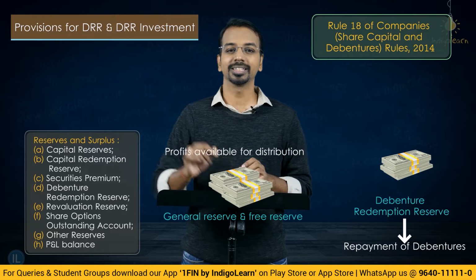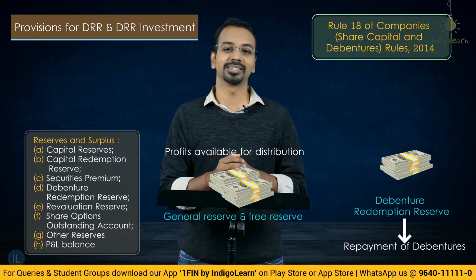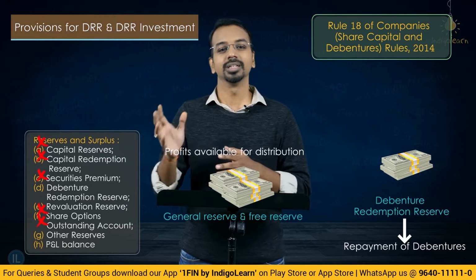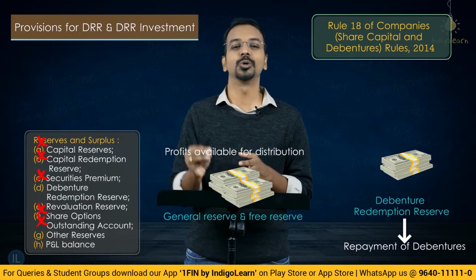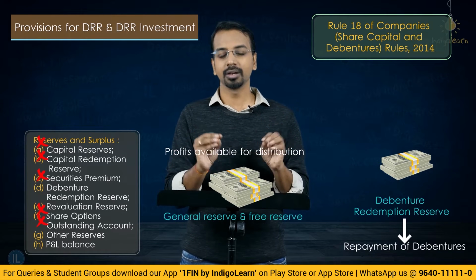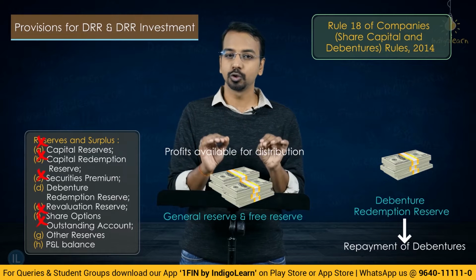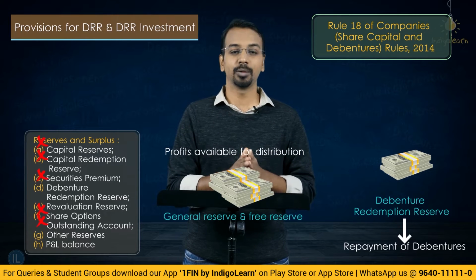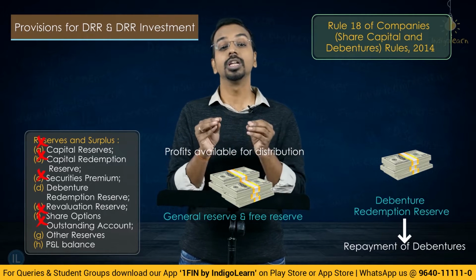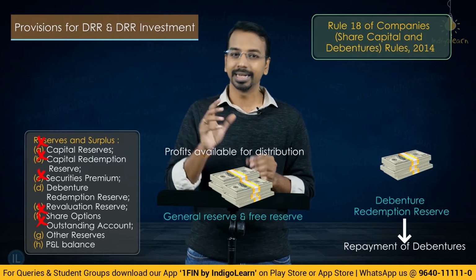The other thing is, you cannot use capital redemption reserve or securities premium account. These accounts cannot be used to create DRR. So one thing you have to keep in mind, you should always use free reserves which are available for payment of dividend. Only those accounts can be used to create DRR.